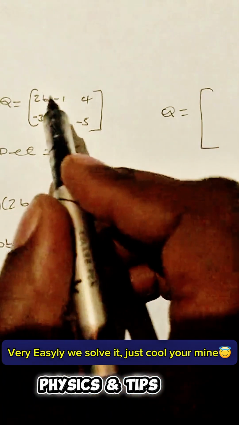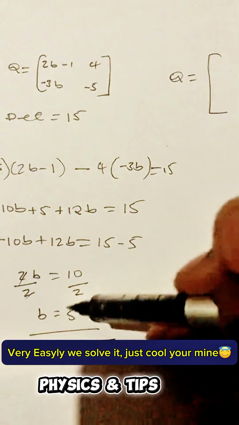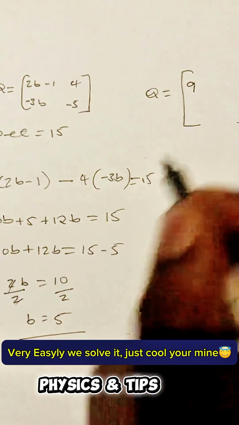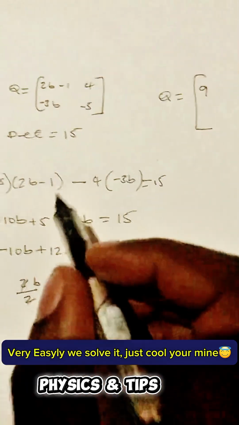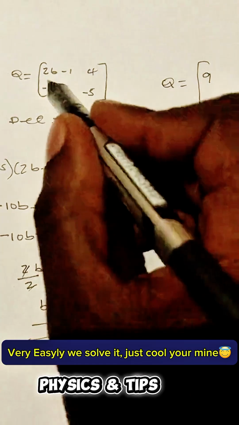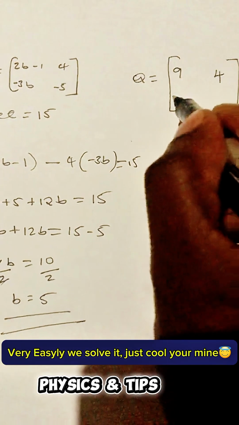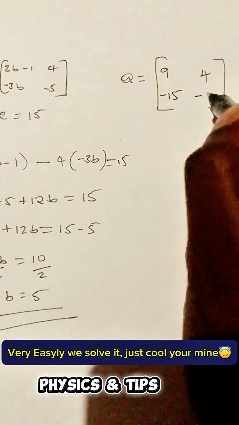Okay, so now we're going to say 2 times 5, this 5 is 10. 10 minus 1, it's 9. So we're going to have a 9 there. Then we have a 4 there. Then we say negative 3 times that 5, negative 3 times B, negative 3 times 5, it's negative 15. Then we have negative 5.